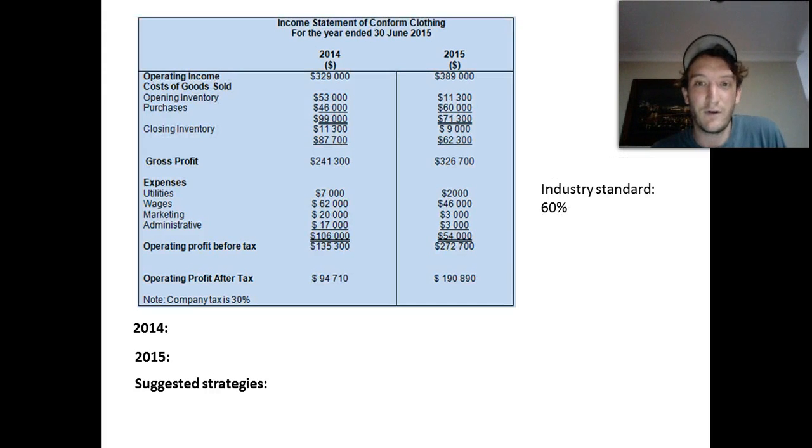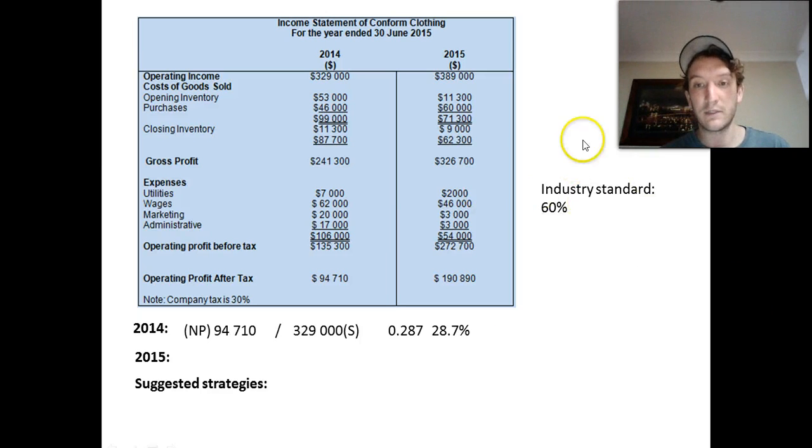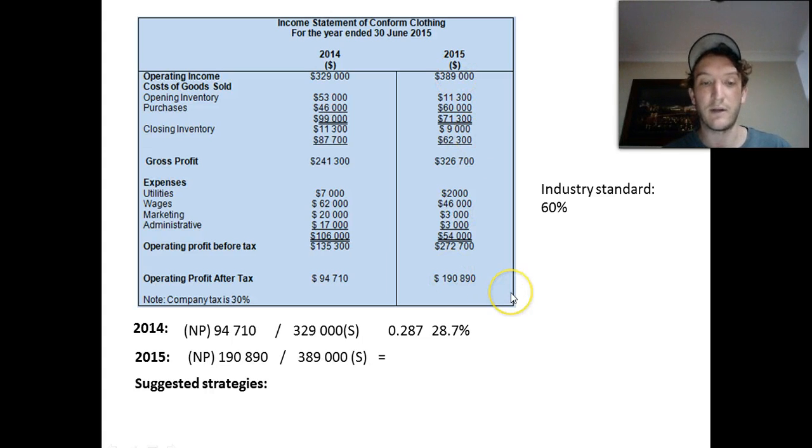Okay, straightforward. All right, let's see you have a go here with Conform Clothing. Give it a pause. Run those calculations, please, and I'm going to assume that you've done that. So 2014, the net profit was 94,710. Our income was 329,000, which equals 28.7%, well below the industry standard. 2015, let's have a look what happened. 190,890. We divide that by our sales, 389,000, which equals 0.49 or 49%.